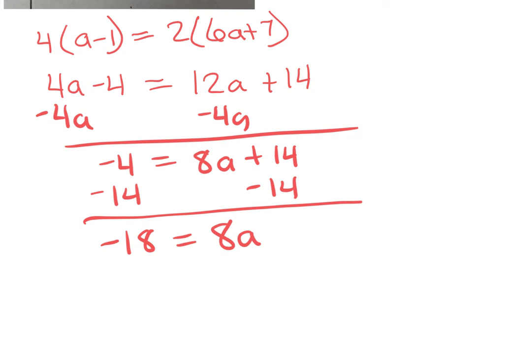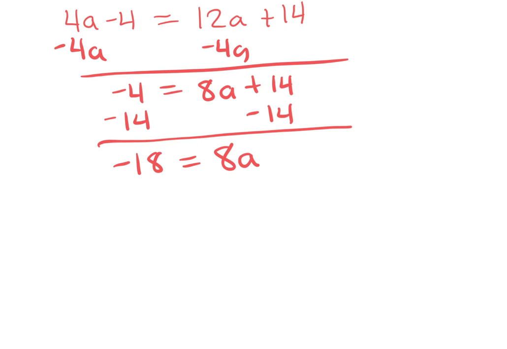Mrs. Shoemaker. Okay, so we still have a negative 18 equals 8a. Let this happen. And you're going to divide, Clayton. I just have to do the work. Excuse me. That sucks, Clayton.